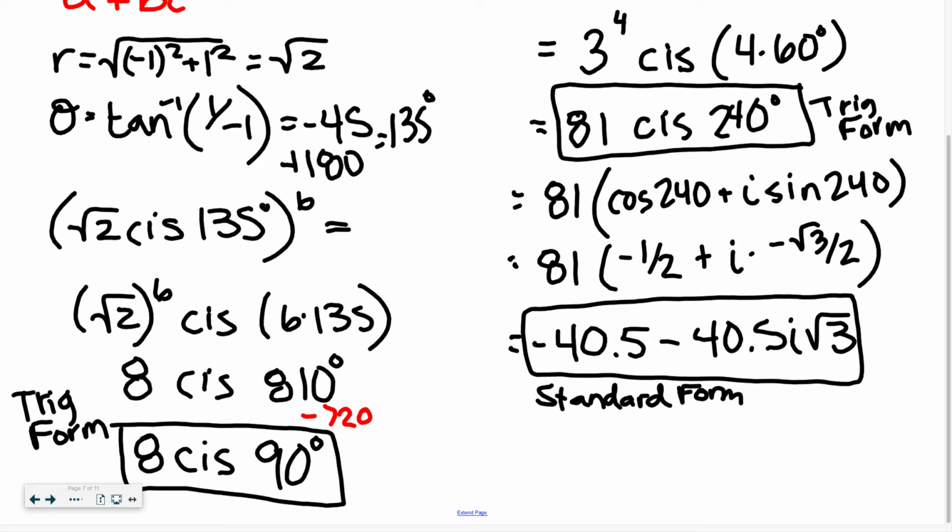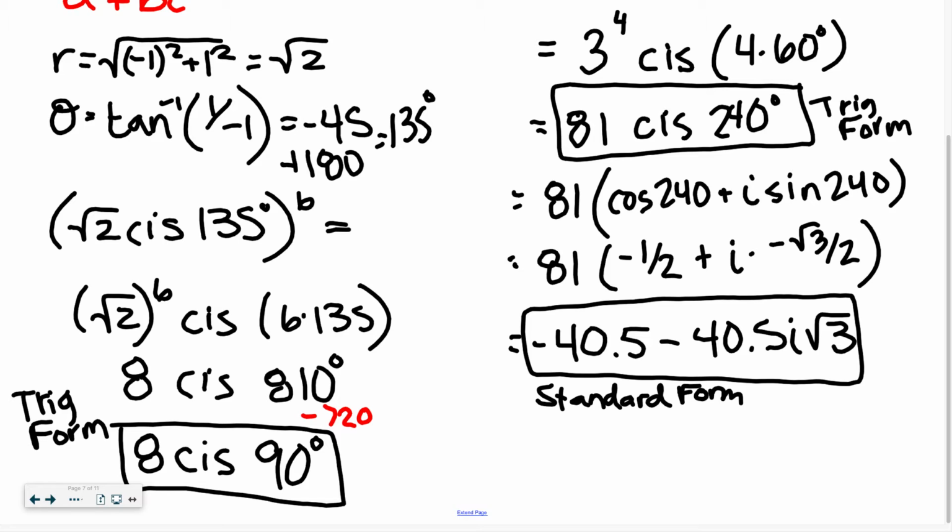Can you put the i in front of the 40.5? Sure. Multiplication of those three things, 40.5, i, and square root 3, it's all commutative, so it doesn't really matter what order you multiply them. Okay, any questions on that? It's not so bad, is it?